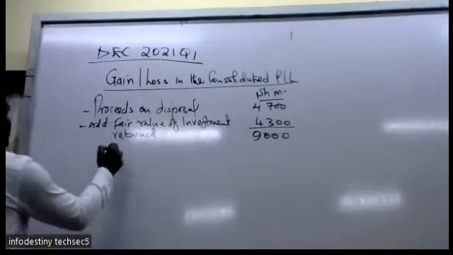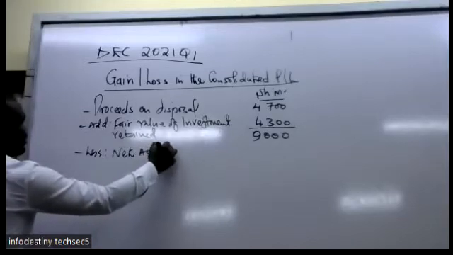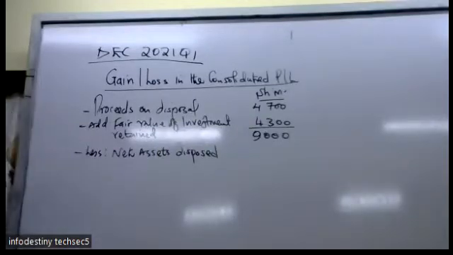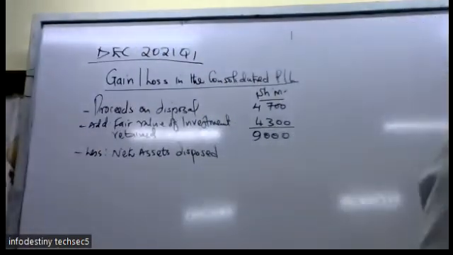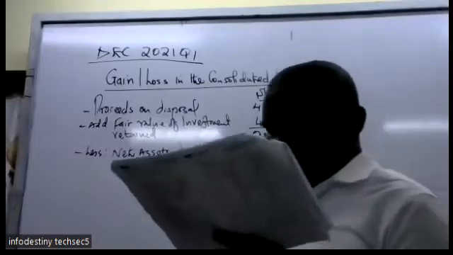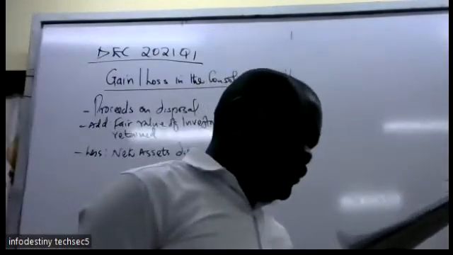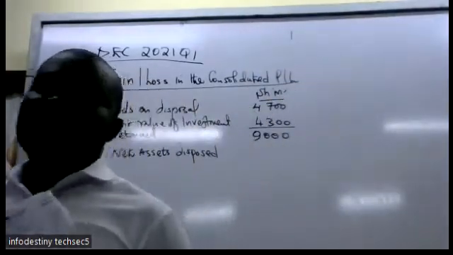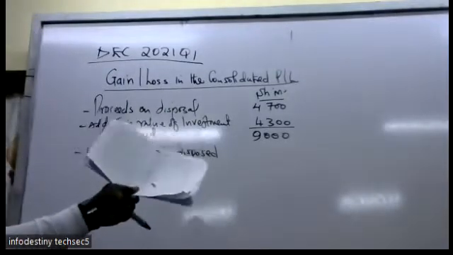You less net assets disposed. The net assets disposed, the same note. They have said on the date of disposal, the fair value of the identifiable net assets of E was 62.50. So on the date they were disposing, the fair value of the net assets was 62.50. What they have retained is 43. So when you subtract 62.50, then you add 43.